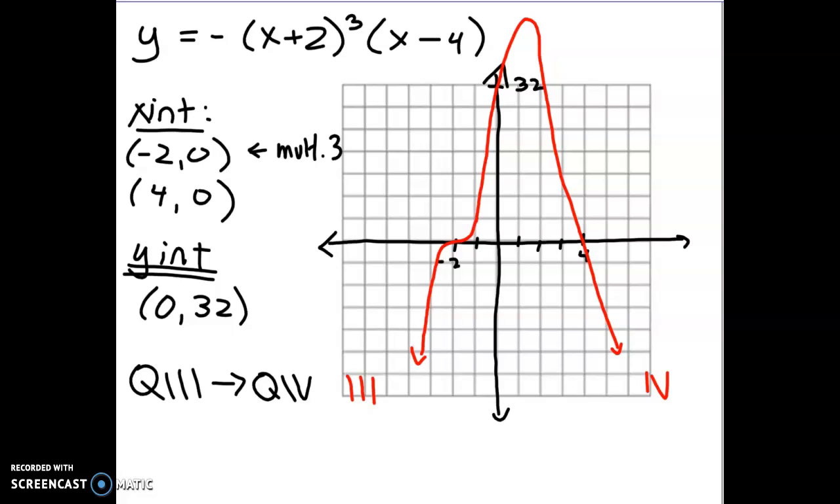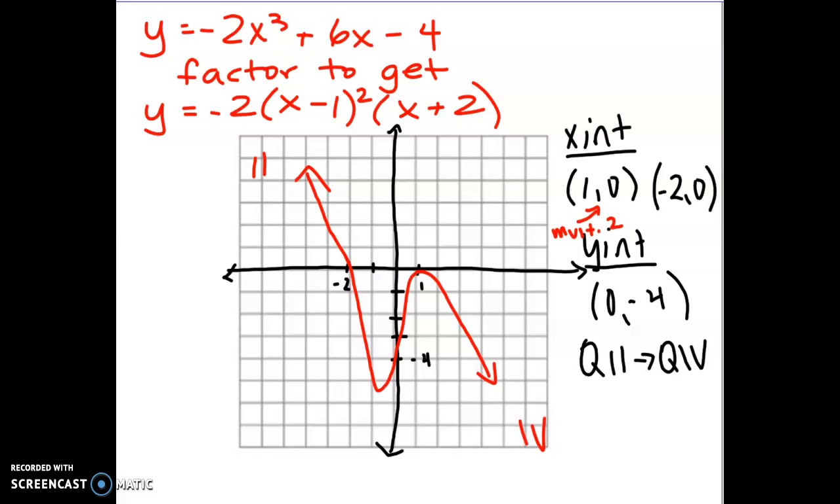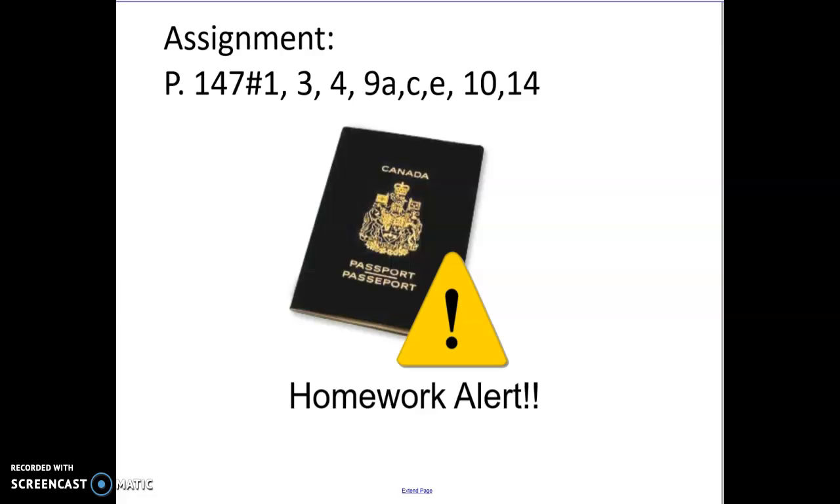So here's the graph for part B. Pause the video here if you need it. And then here's the graph for part C. Again, pause the video if you need to. These are then the textbook questions that you can work on.